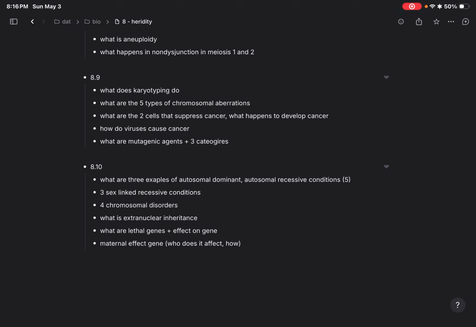What is an extranuclear inheritance? Extranuclear means outside of the nucleus. So you might be asking, what other genes are outside of the nucleus? Well, I'm glad you asked. Mitochondrial DNA. Mitochondria contain their own DNA, and that mtDNA comes from your mom. So you can inherit that from your mom. That's basically what it's talking about, I'm pretty sure.